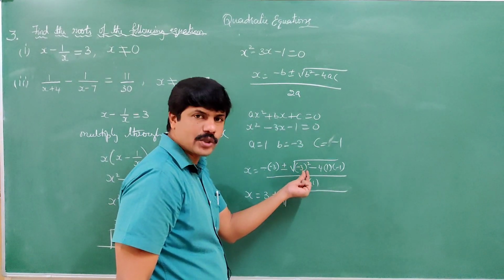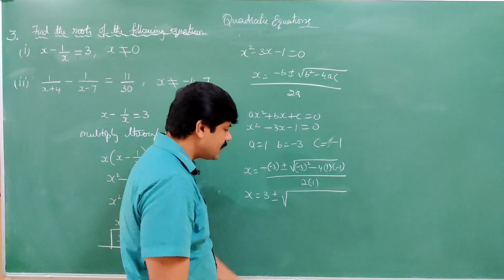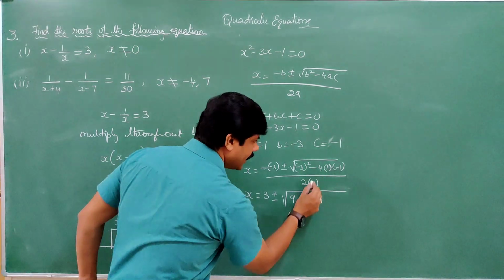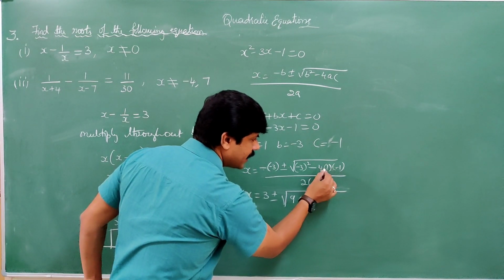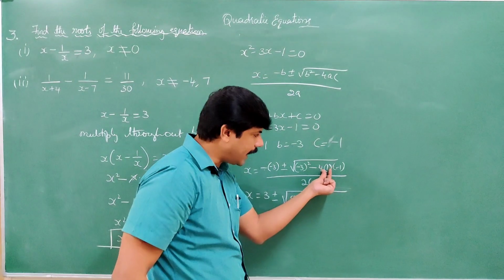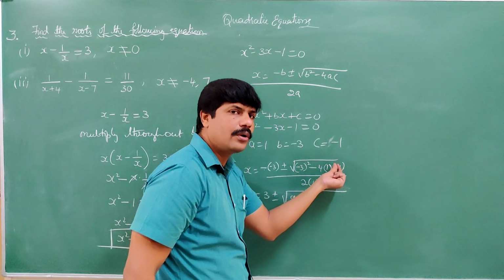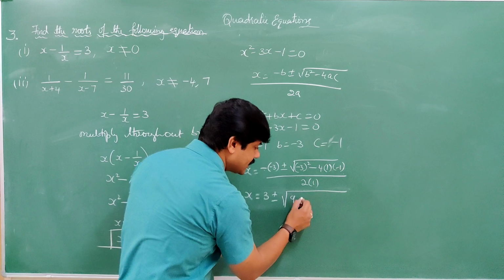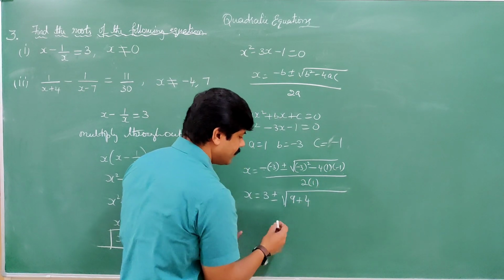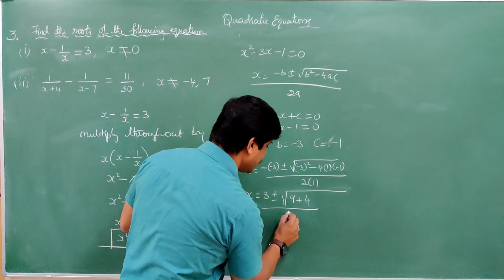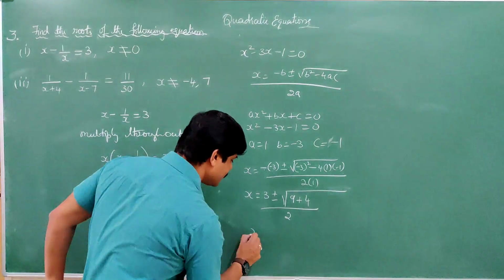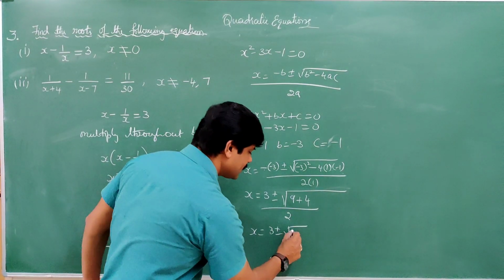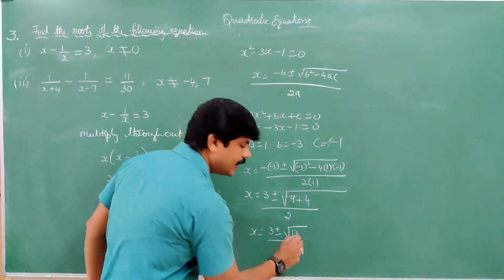When you are applying the square, apply it to the sign as well as the number, such that minus into minus gives plus 3 and 3 times 3 is 9. Here minus into plus, because this is 4 into a into c, that is 4 into 1 into minus 1. Minus into minus is plus, and 4 ones are 4 itself. Here 2 ones are 2. x equals 3 plus or minus, this is 9 plus 4, which is 13, whole divided by 2.